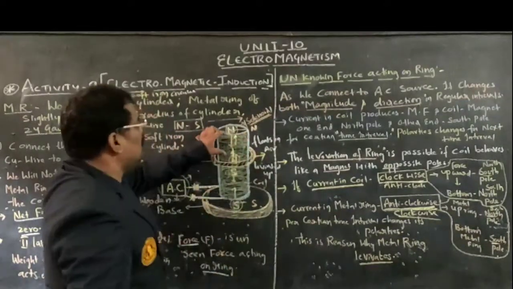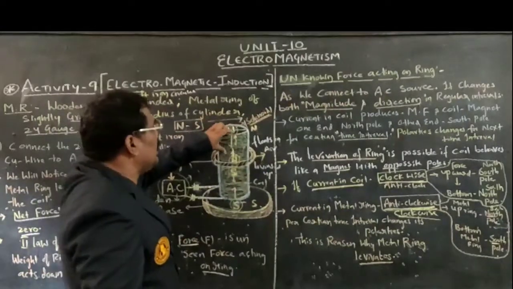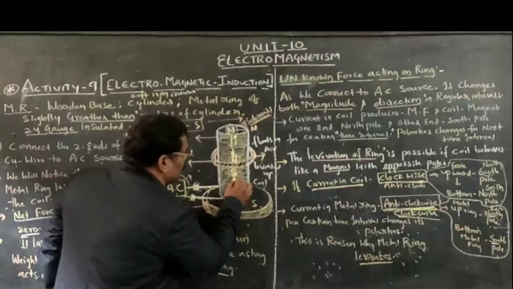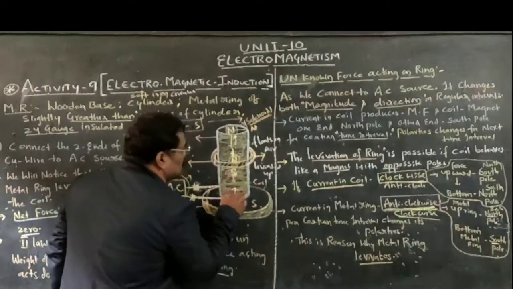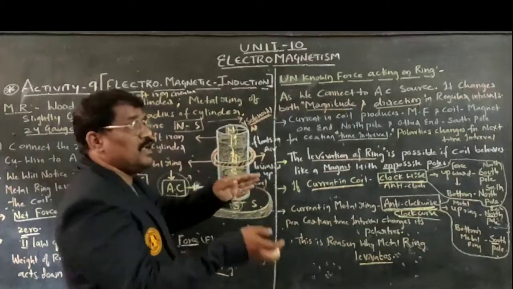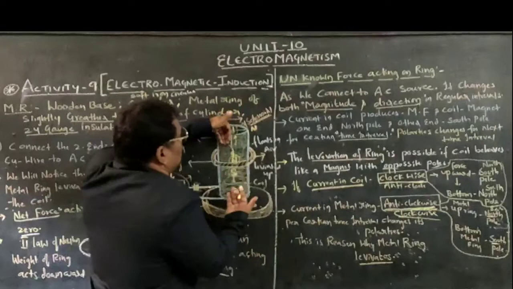Attraction won't take place, repulsion will take place. As it is, the repulsive force is acting, it allows the ring to move away from this particular surface. Simultaneously from the bottom, the same repulsion will take place, south pole and south pole, so it will push away. From up it is pushing away, from bottom it is pushing away.